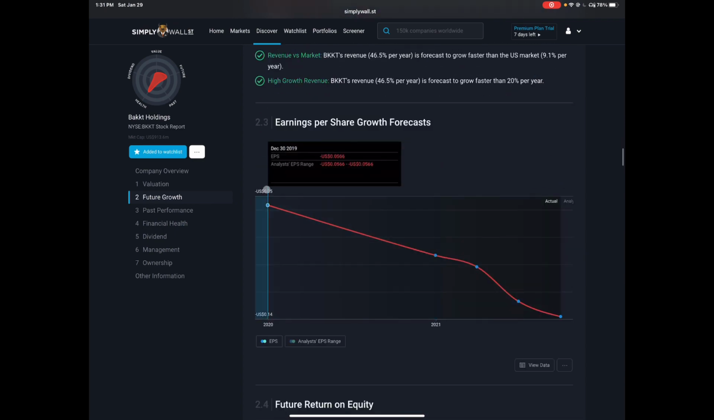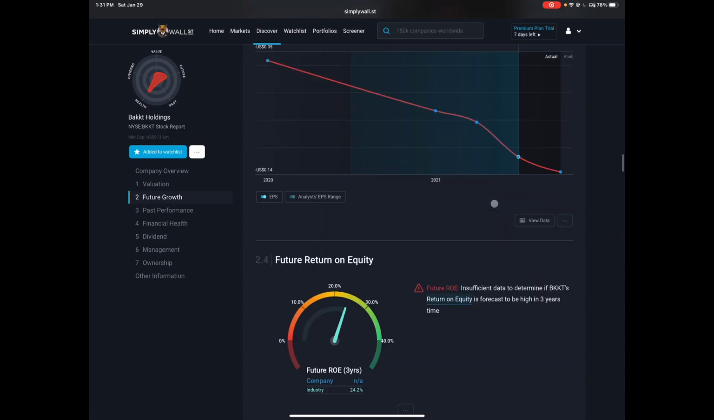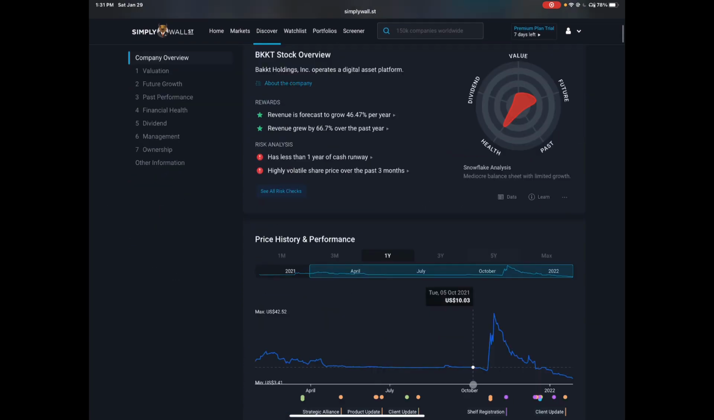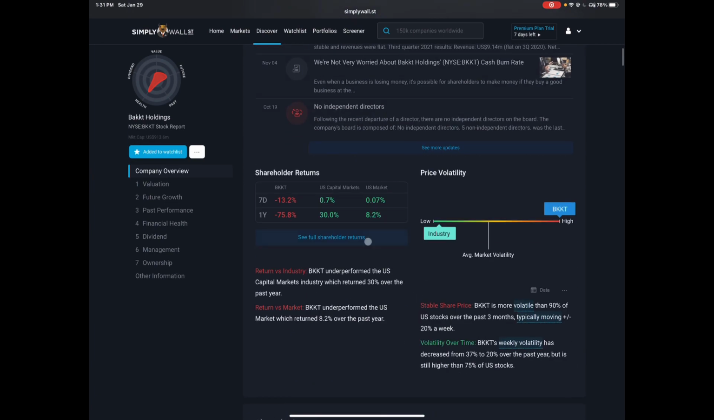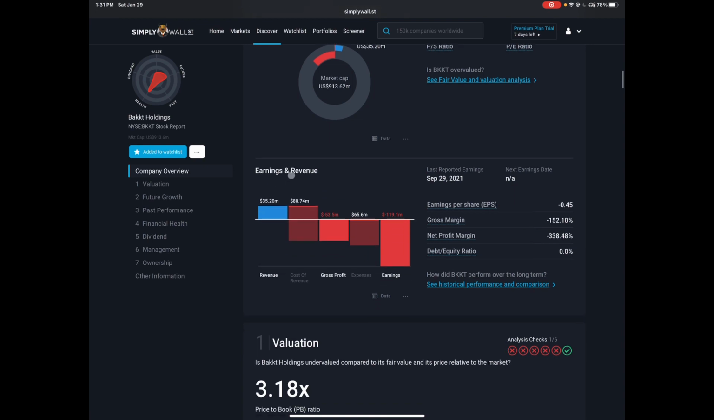We can see the earnings per share has been going down, and that has to do mainly with their earnings and revenue. We can see their revenue, their cost of revenue, and gross profit is negative. They've got plenty of expenses, which makes it even more negative.